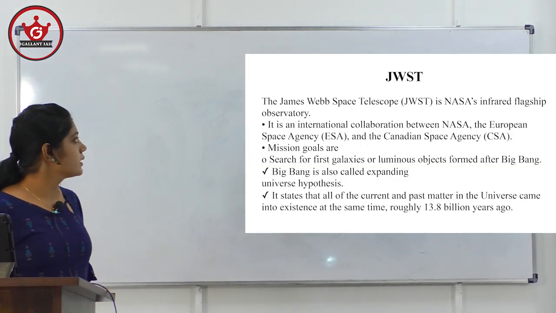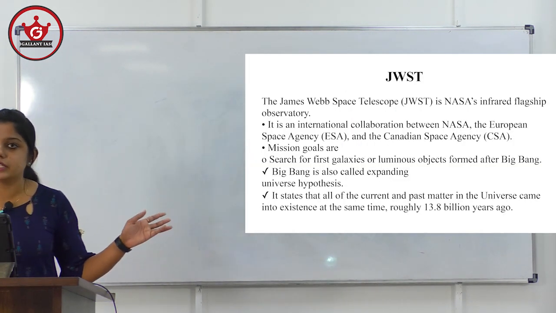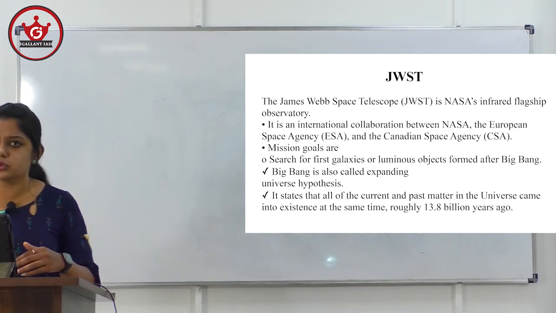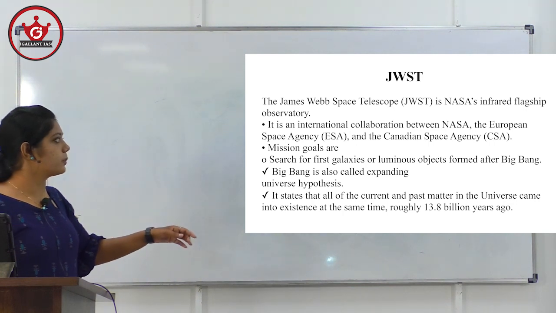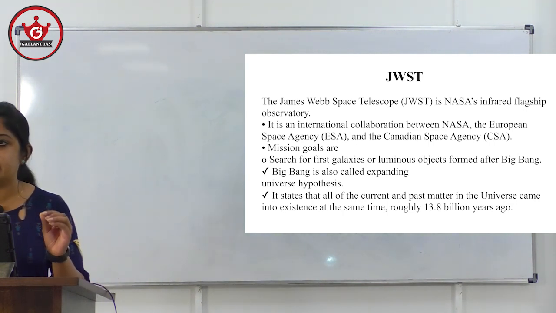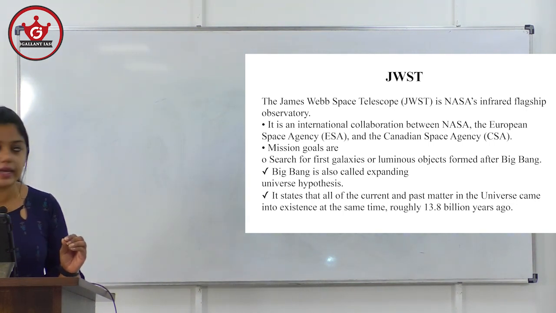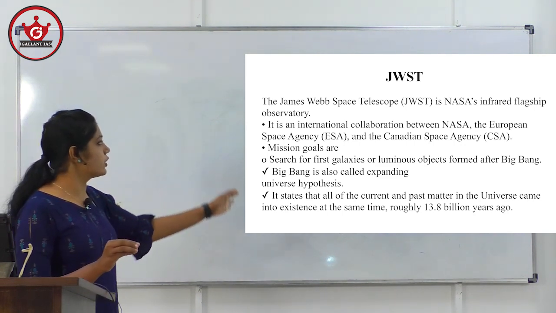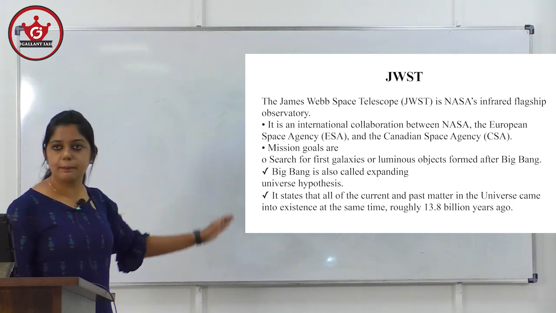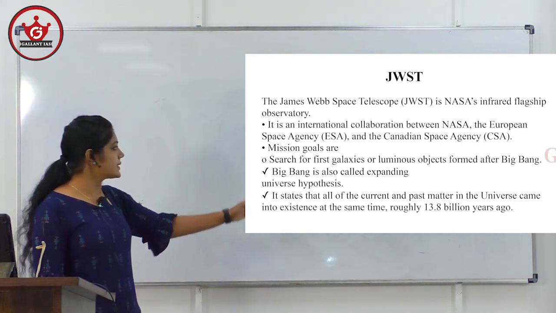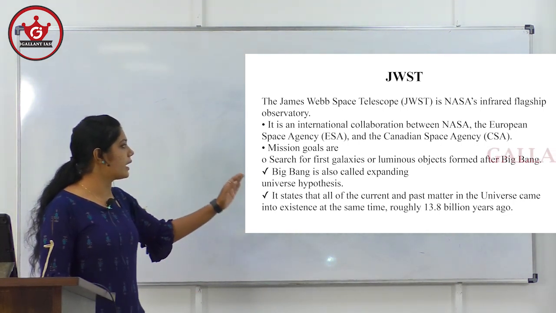Moving on further, this was often asked in your test papers also, 2-3 times I think a question was there. That is the James Webb Space Telescope. It works in the infrared area. Very important. It is an international collaboration between NASA, ESA and the Canadian Space Agency. And what is the mission? Search for the first galaxies or luminous objects formed after the Big Bang.